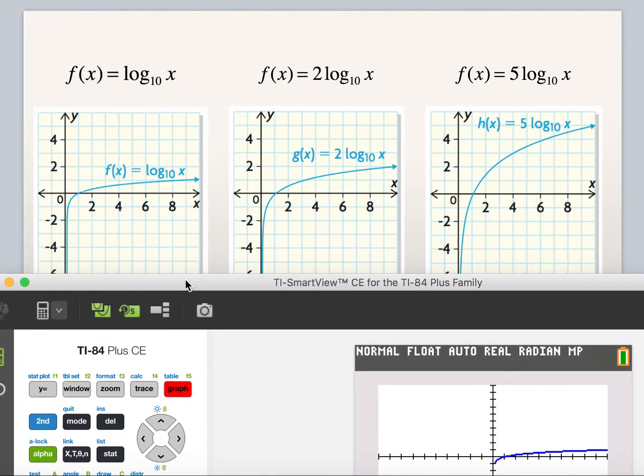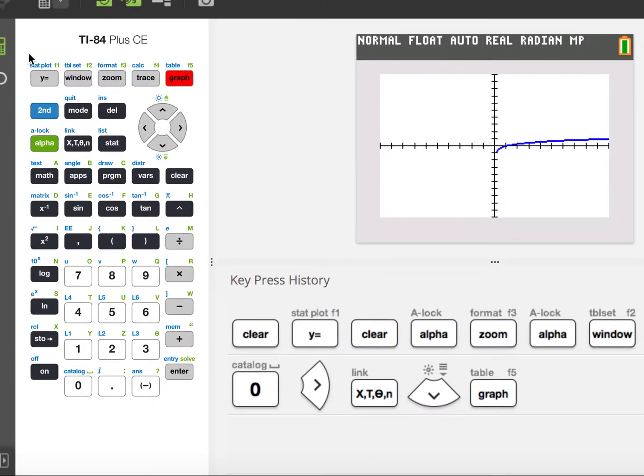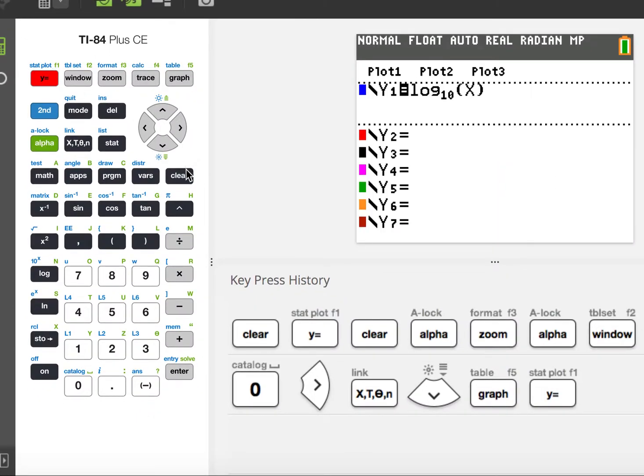So now 2 log base 10. If I wanted to do that again, if I wanted to do 2 log base 10 now, I'd go 2.